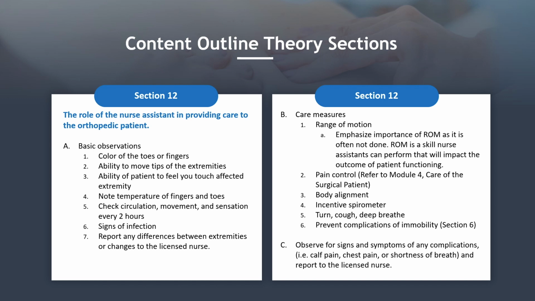Pain control. Refer to Module 4, Care of the Surgical Patient. Body alignment. Incentive spirometer. Turn, cough, deep breathe. Prevent complications of immobility. Section 6. Observe for signs and symptoms of any complications, such as calf pain, chest pain, or shortness of breath, and report these to the licensed nurse.